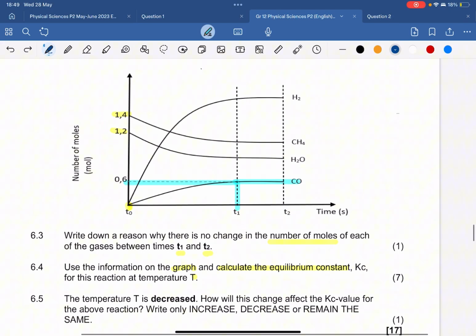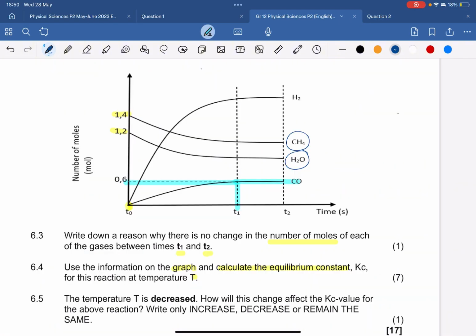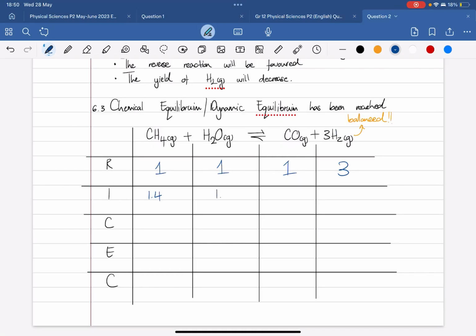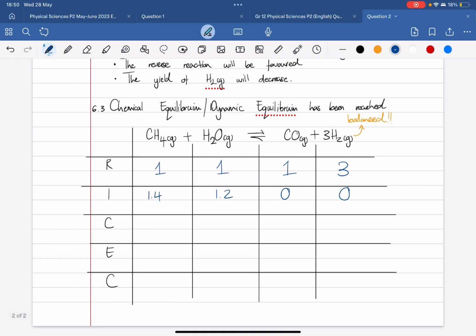So if we continue at time 0, what do we have initially for methane and the steam? So methane have 1.4 moles, remember this number of moles, and then for steam I've got 1.2, and then for my products, carbon monoxide and hydrogen gas, I've got 0, 0, because at time 0 I've got no products.